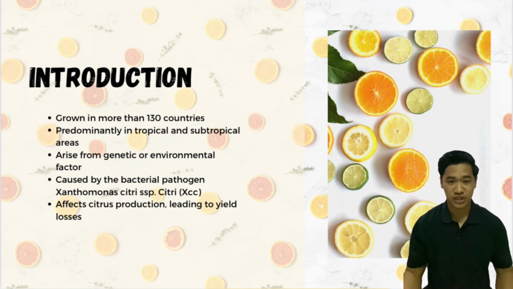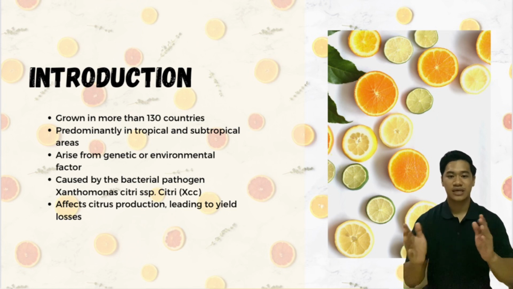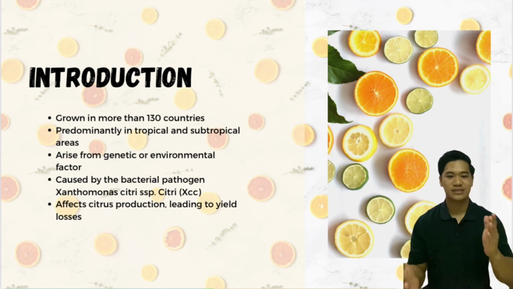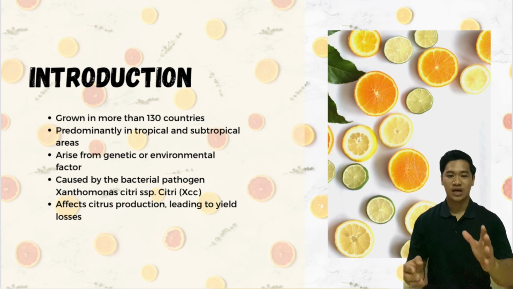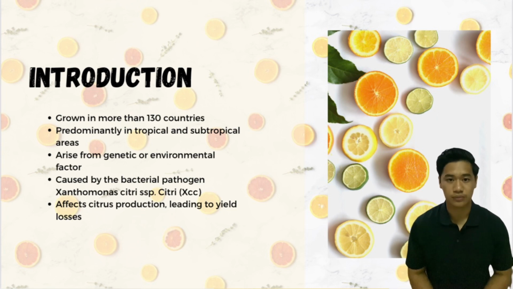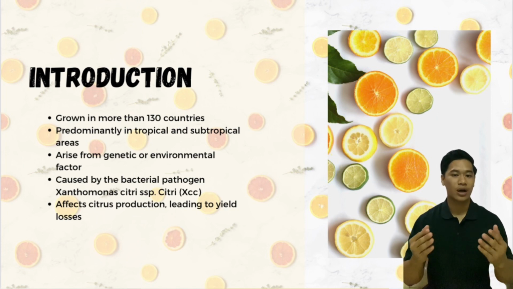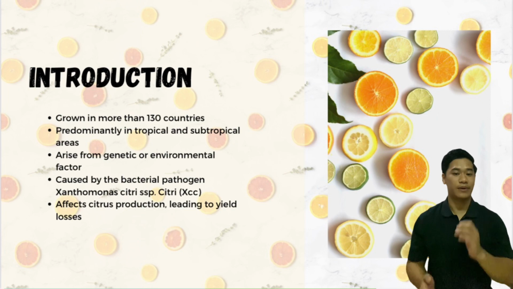For this presentation, I will explain about citrus canker. Citrus canker, caused by the bacterial pathogen Xanthomonas citri subsp. citri (XCC), is one of the most destructive citrus cultivar diseases reported all over the world. Citrus canker affects citrus production, leading to yield loss and poor fruit quality, also trade barriers.